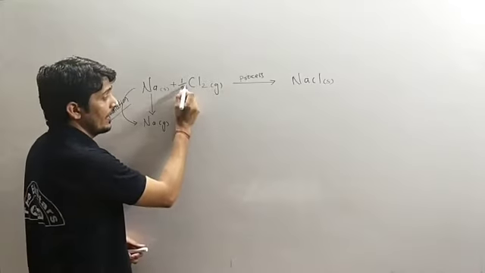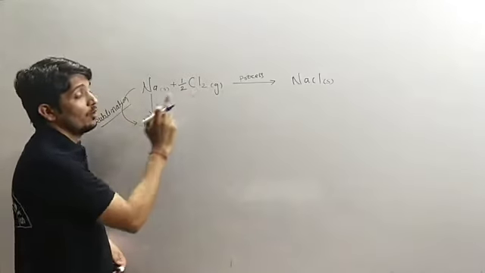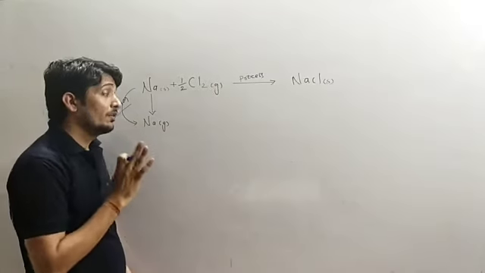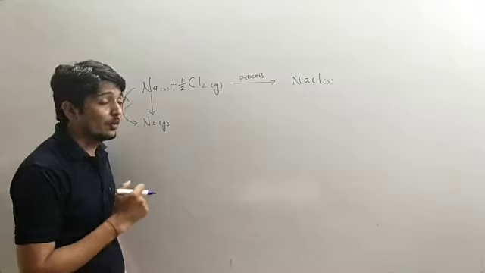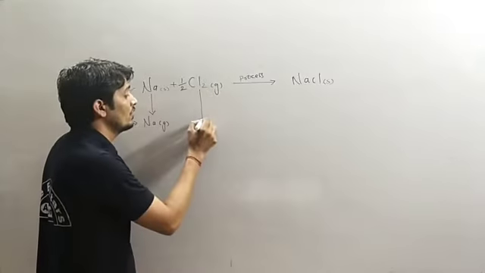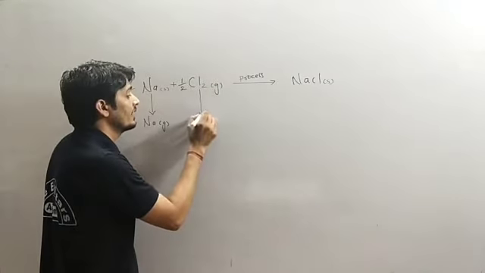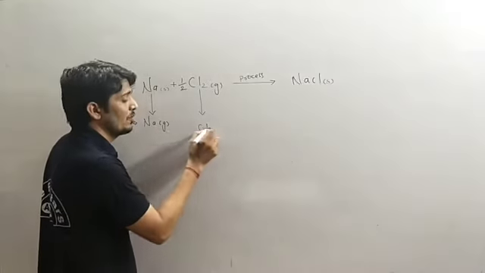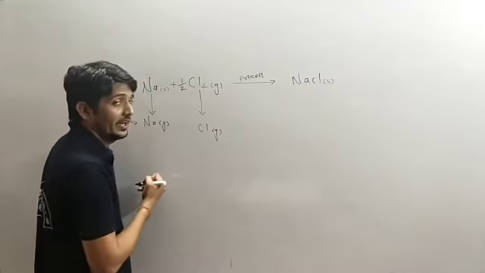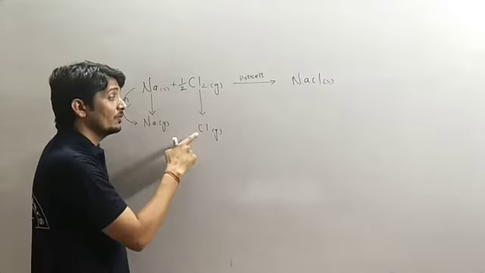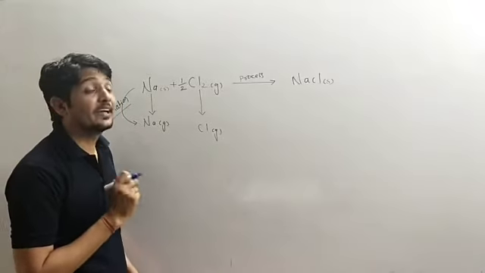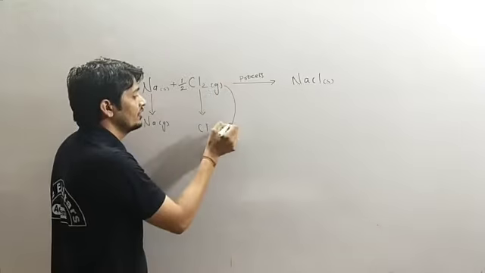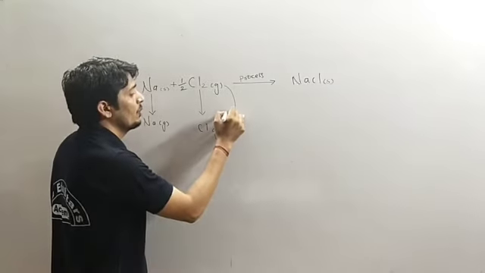Now here we have chlorine, which is in molecular form. So we have to convert the molecular form of chlorine to its atomic form. We converted chlorine from molecular form into atomic form. The process of converting molecular form to atomic form is called atomization. So the process used here is atomization.